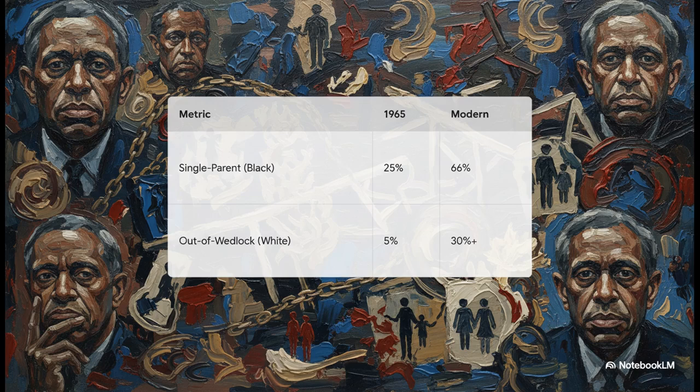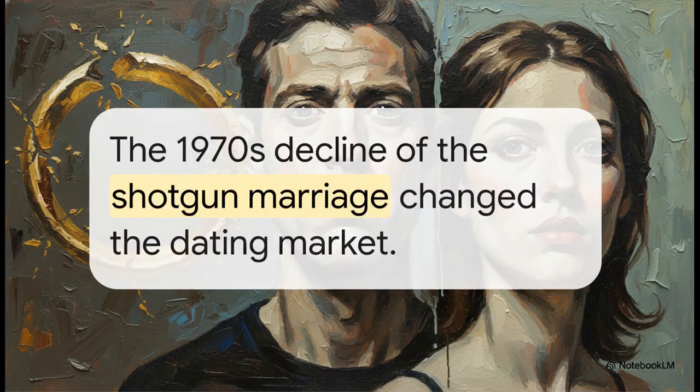Just look at these metrics from 1965 compared to today. Single-parent homes in the Black community sat at about 25% back then. Today, that number has skyrocketed to roughly 66%. And we see a massive leap in the white community, too, jumping from 5% to over 30%. Moynihan saw this writing on the wall and warned that civil rights legislation alone just couldn't fix a structural collapse of the family unit. So what actually caused this massive societal shift?